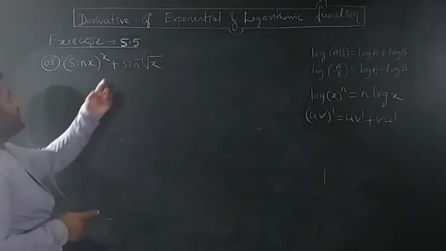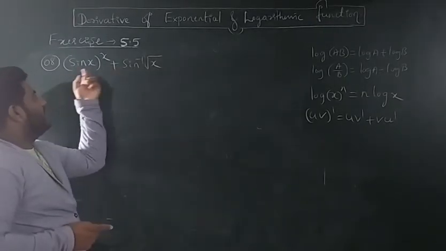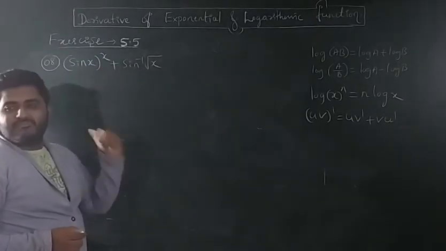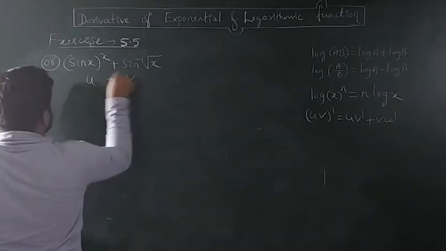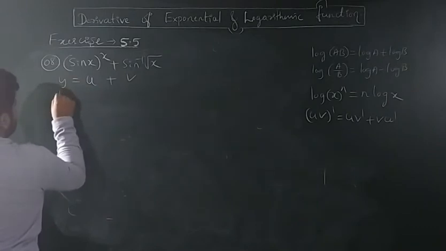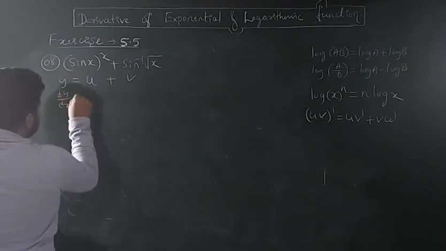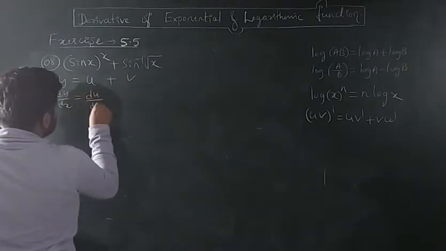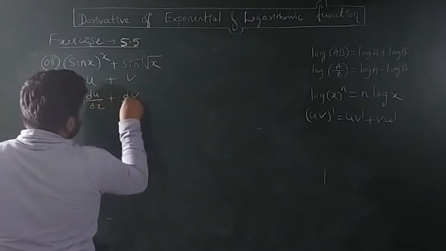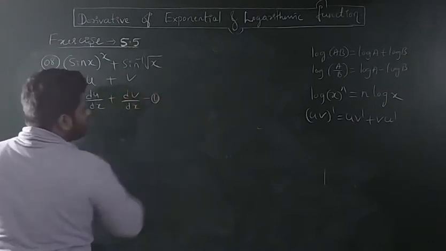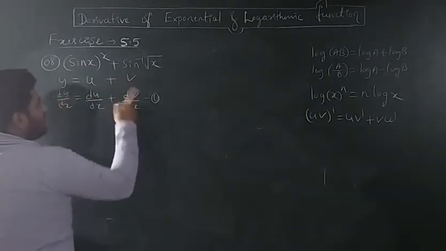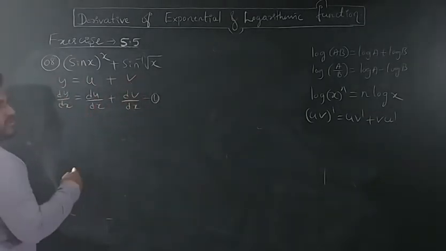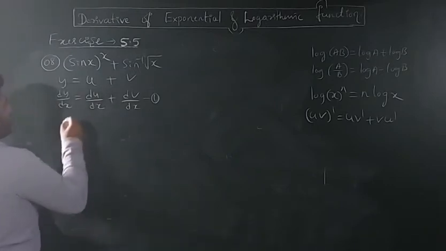So again there is a u and v form, because in between two functions we are having a plus sign. So this is u and this is v. Given function as y. So dy by dx is equal to du by dx plus dv by dx. This is equation number 1. Now again we have to take u differentiation, v differentiation. By putting those values into equation 1, we will get the final answer. So let us start now.